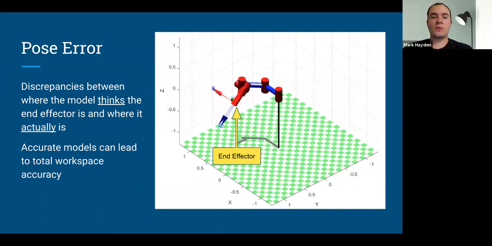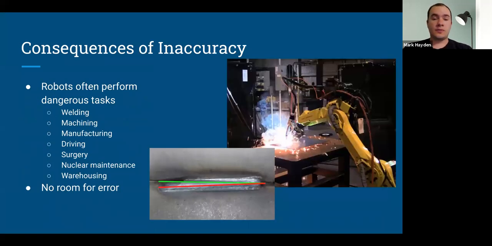Discrepancies between where the model thinks the robot is and where the robot arm actually is could be a potential problem. Having an accurate model can lead to total workspace accuracy, to be able to command the robot to be where exactly you want it to be. If a robot is handling something dangerous, like a dangerous chemical or material, or doing something that requires high precision, like welding, that if it failed could lead to dangerous problems, having accuracy is very important. There's no room for error.